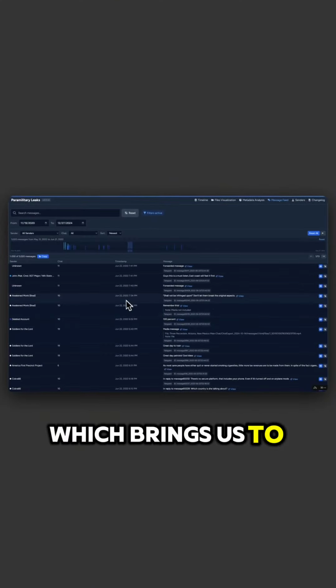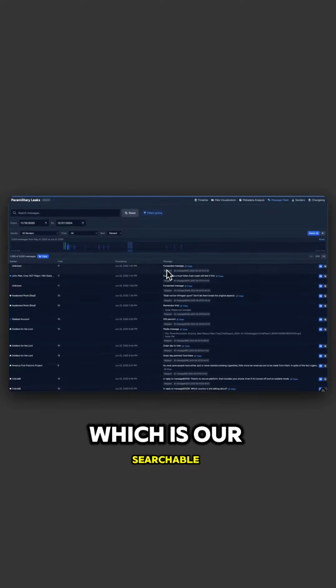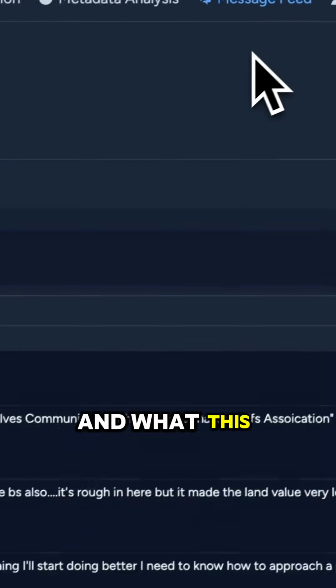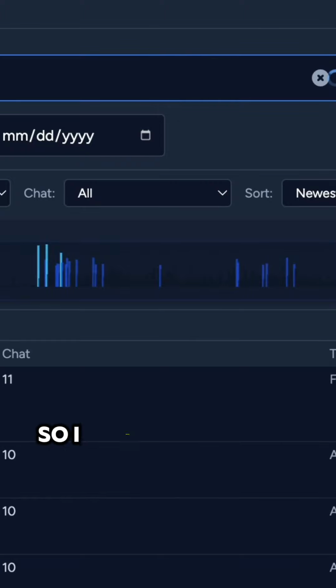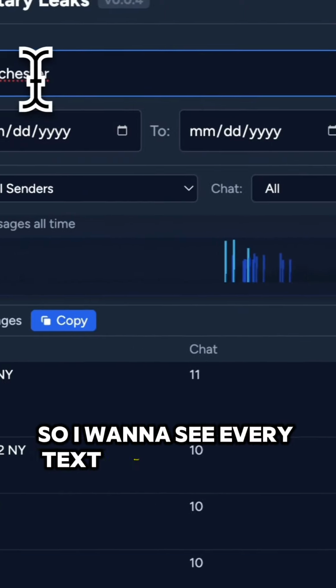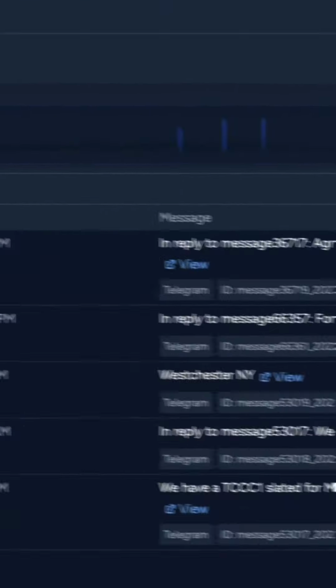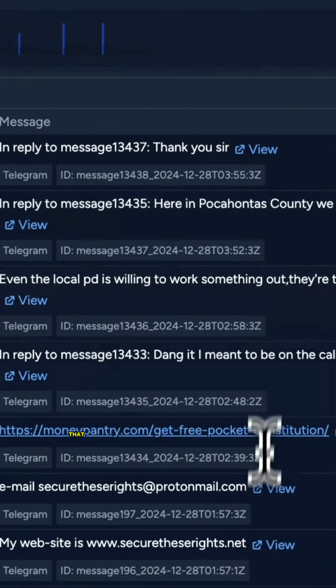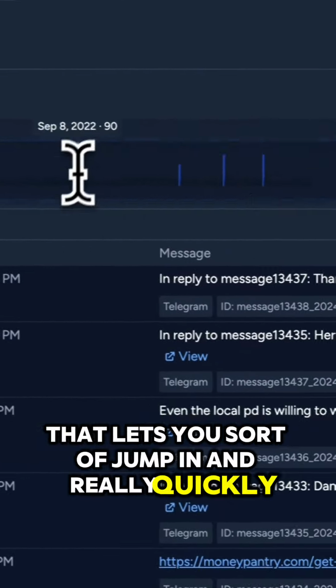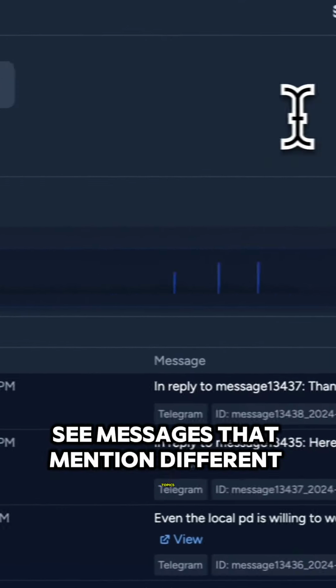Which brings us to the second feature that I added, which is our searchable messages feed. What this allows us to do is do quick searches on different texts. So I want to see every text that mentions Westchester, or every message that mentions New York. That lets you sort of jump in and really quickly see messages that mention different topics.